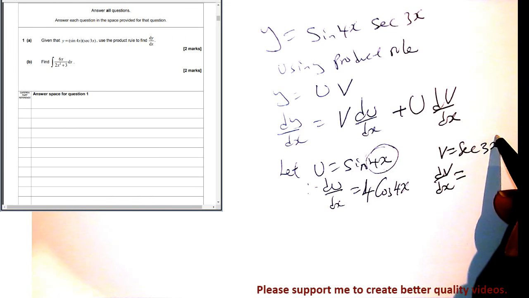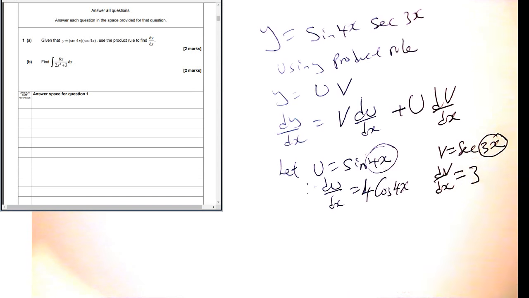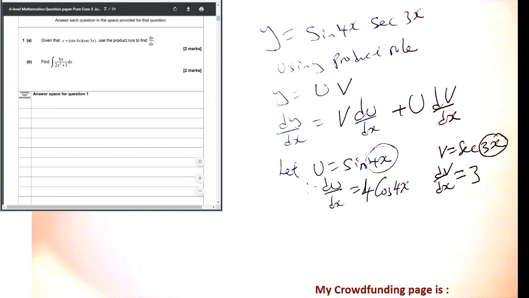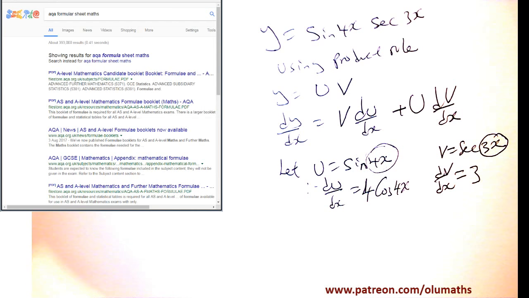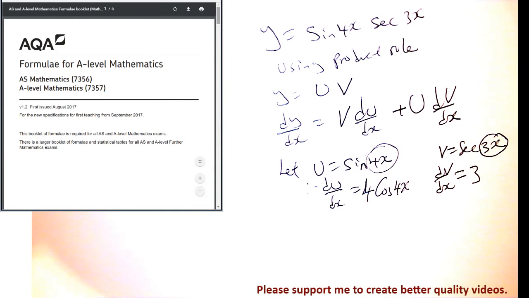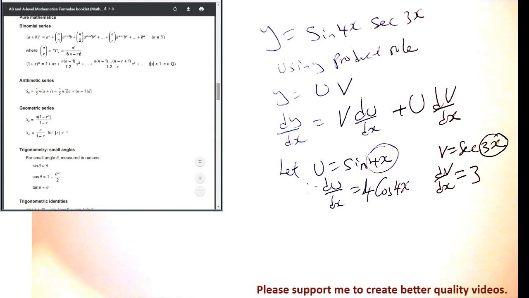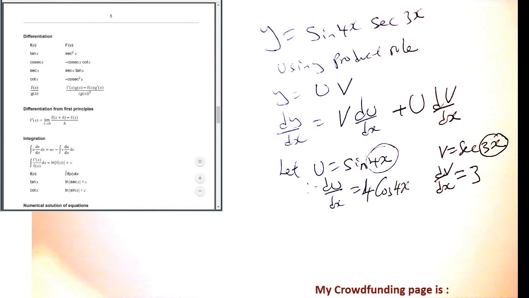In this case, we do the same thing. We differentiate the inner function first. So derivative of 3x is 3. Derivative of sec x, of sec, basically, is what? Does anyone want to tell us? It's in the formula sheet, so we're just going to look at the AQA formula sheet. Maths. And you would see it's there. Sec x gives you tan x, so we're just going to expand it.